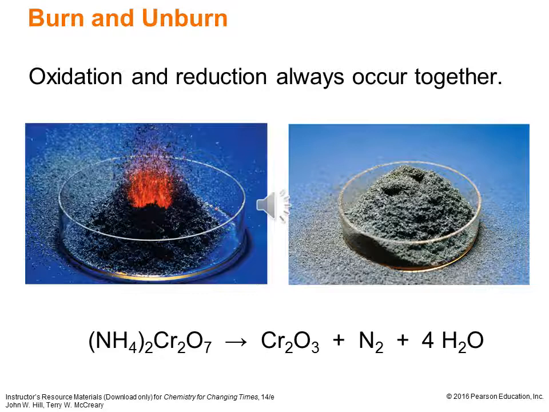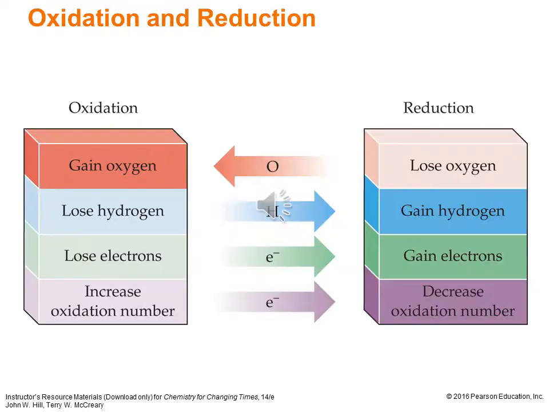So that ammonium dichromate was quite a violent reaction because it had both the oxidizing and reducing agents present right in that one material, and some things like the chromium got reduced and other species like the nitrogen got oxidized. So let's take a step back now and look at those terms. How are we going to differentiate between oxidation and reduction?